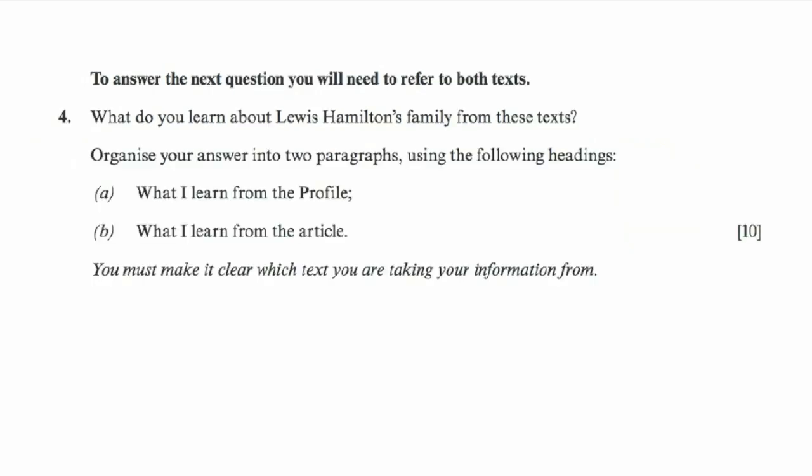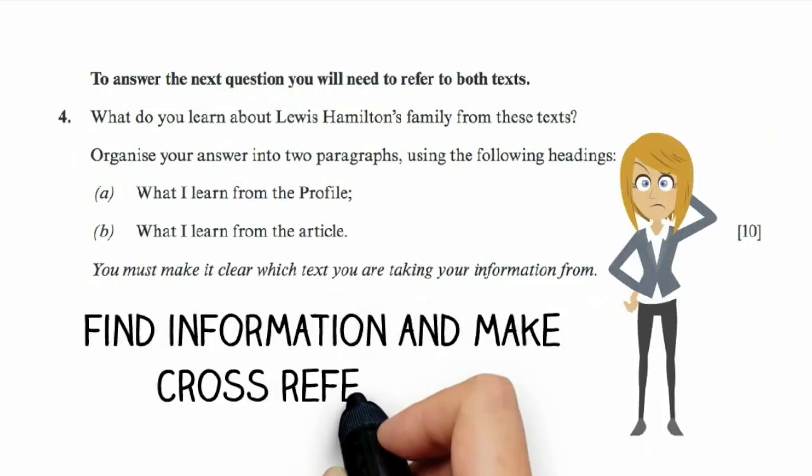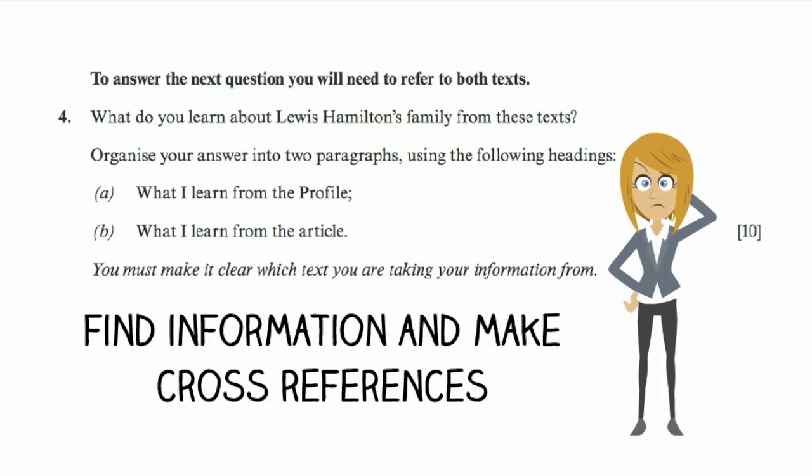Question 4 is always the hardest question on the paper because it requires you to look at both texts, and that's a skill people often find quite difficult. And this asks you to organise your answer in 2 paragraphs using the following headings. You need to pay attention to those instructions because if it's asking, that's what it's expecting you to do. The skills you're using here is finding information and being able to make cross-references, so taking information from both texts and putting them together.